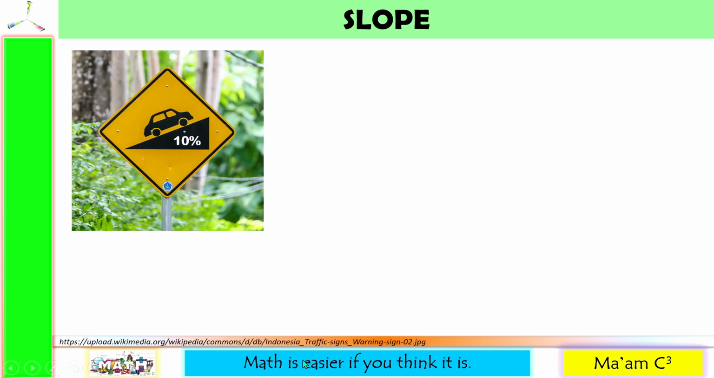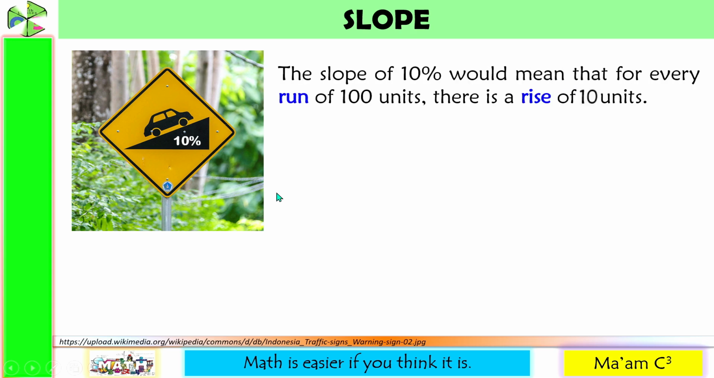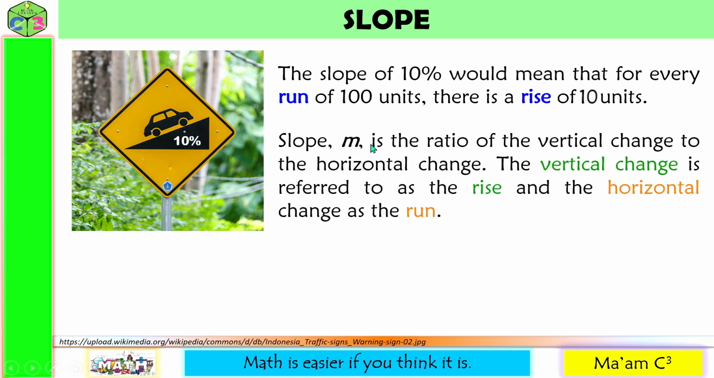Let's have another one. Let us interpret this sign. The slope of 10% would mean that for every run of 100 units, there is a rise of 10 units. Remember, I mentioned vertical change and horizontal change earlier? The slope is the ratio of the vertical change to the horizontal change. The vertical change is referred to as rise, while the horizontal change is referred to as run. In the formula, slope denoted by m is equal to rise over run.